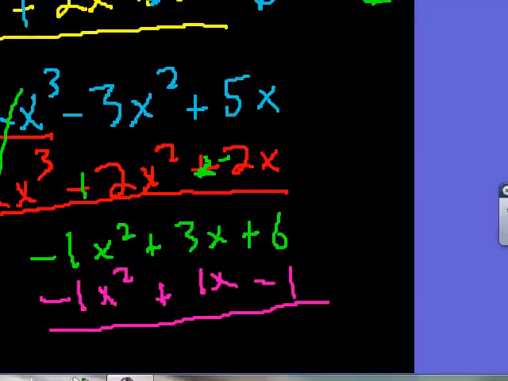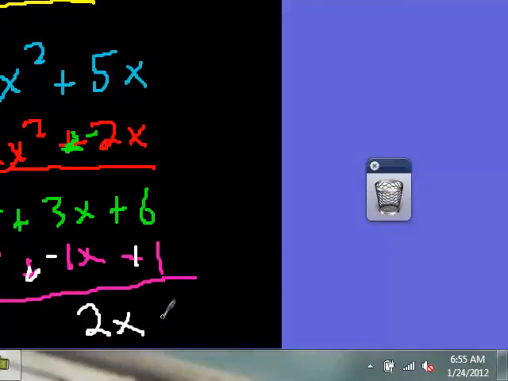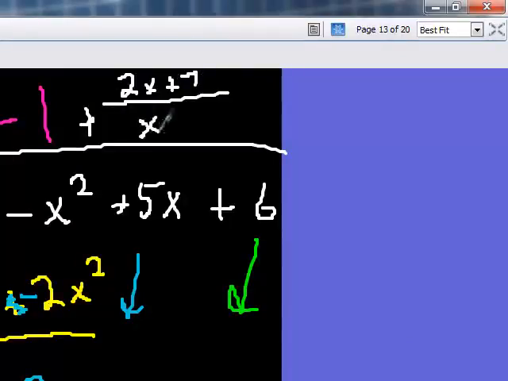Now for the last time, we're going to change the signs. So plus, minus, plus. That gives us 2x, because those cancel out. And then plus 7. So this power, this is x to the first, that is less than x to the second. We can no longer divide. This is the remainder. Put your plus, put your remainder on top, and put what you divided by on the bottom. And your problem is finished.